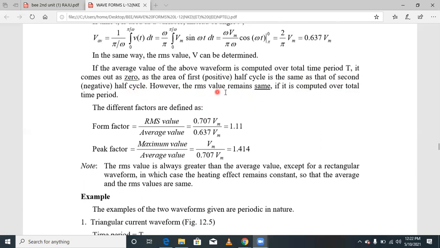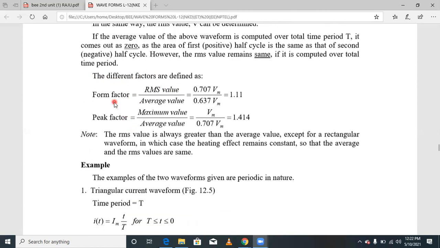However, the RMS value remains the same, because we take the square of the voltage, v squared of t. That's why the RMS value does not become 0. The RMS value is the same if computed over the total time period, but the average value will become 0 when considering the total time period. So we have to consider only half the time period to calculate the average value of a sinusoidal wave.